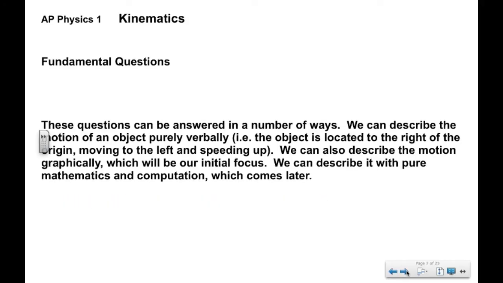These questions can be answered in a number of different ways. We can describe the motion of an object verbally. For example, the object is located to the right of the origin, moving to the left and speeding up. We can also describe the motion graphically, which will be our initial focus here. We can also describe it with mathematics and computation, which will come a little bit later in the course.